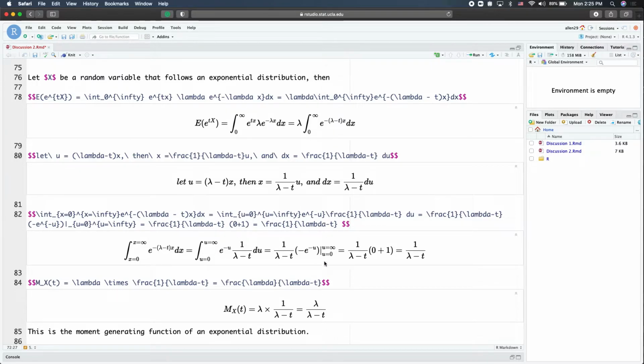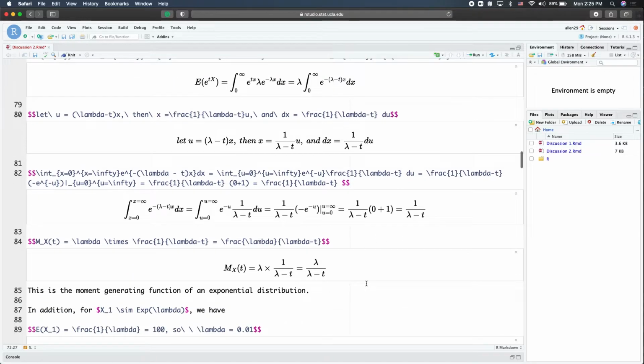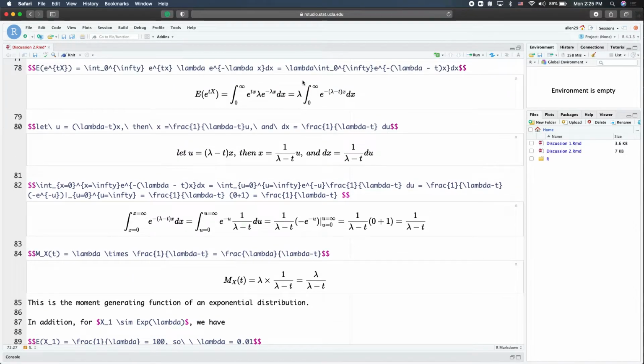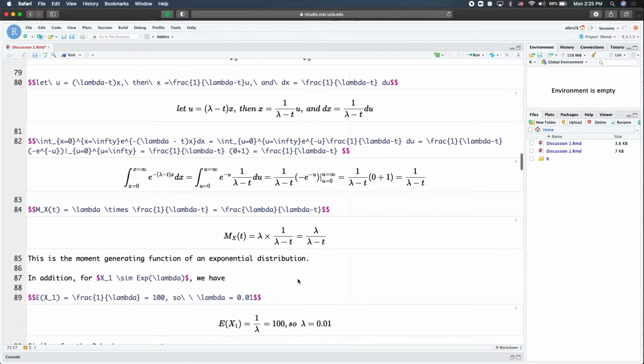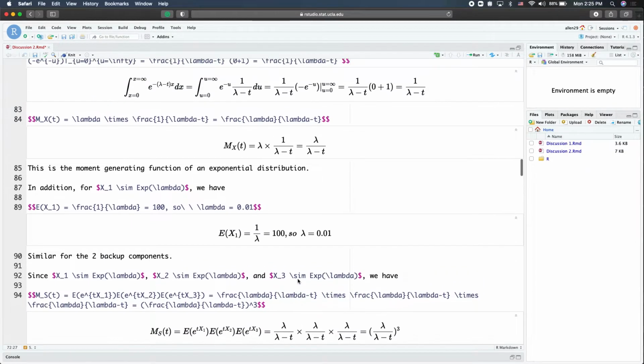And then we can now evaluate this integral. We will get, at that bound, 1 over lambda minus t, and we still have a constant term lambda here. So finally, the moment generating function for an exponential distribution will be lambda over lambda minus t. If you directly apply or use this, your answer probably starts from here. You can just mention that this is the moment generating function of the exponential distribution.